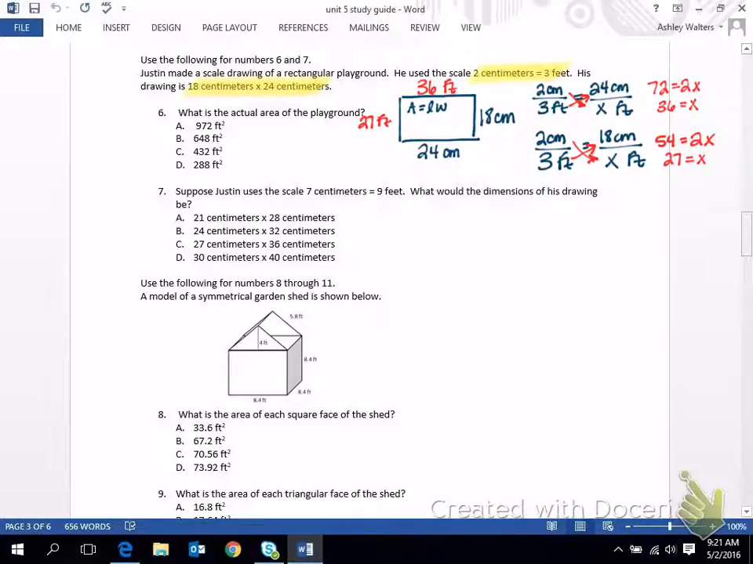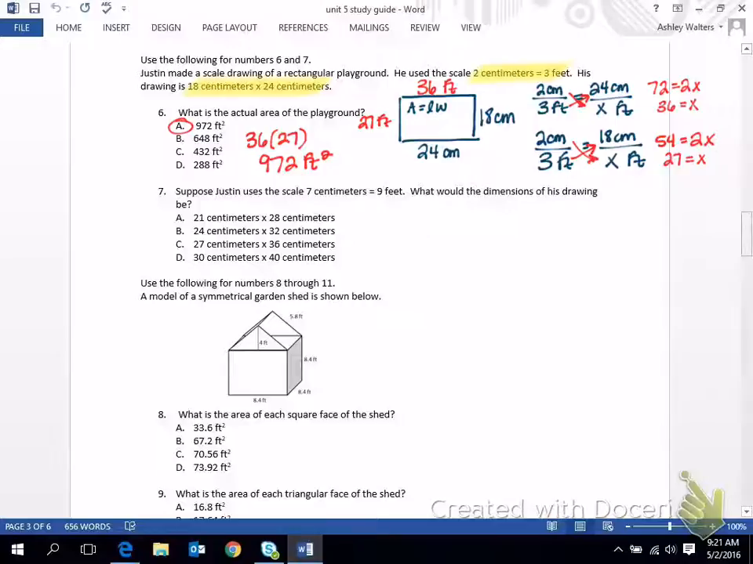Which means if we want to find the actual area of the playground, we would do 36 times 27, which is 972. So that's 972 feet squared, which is A.